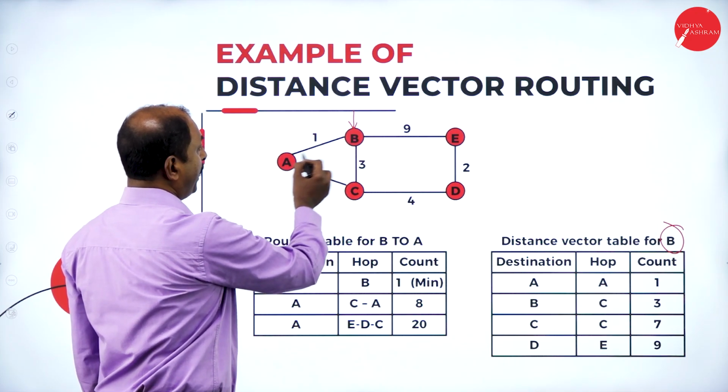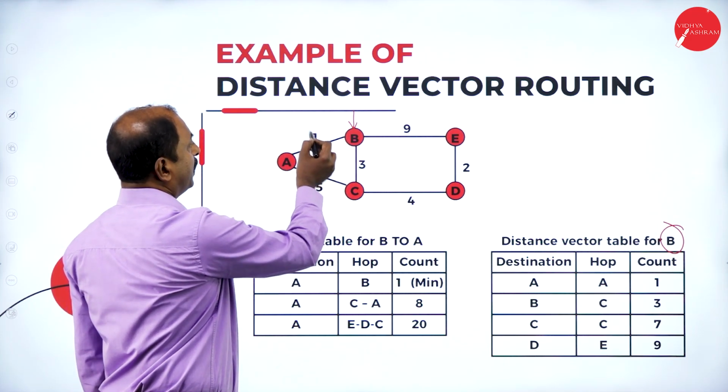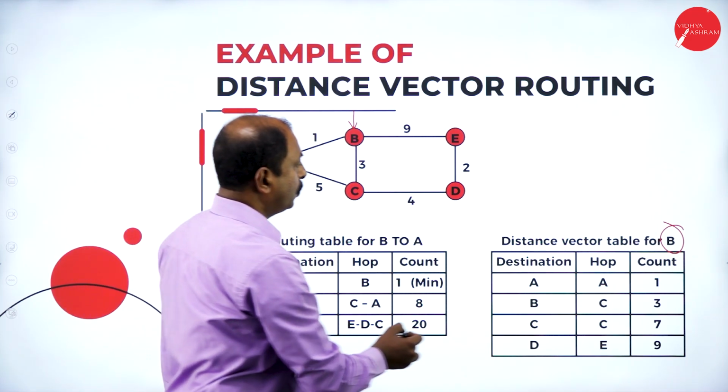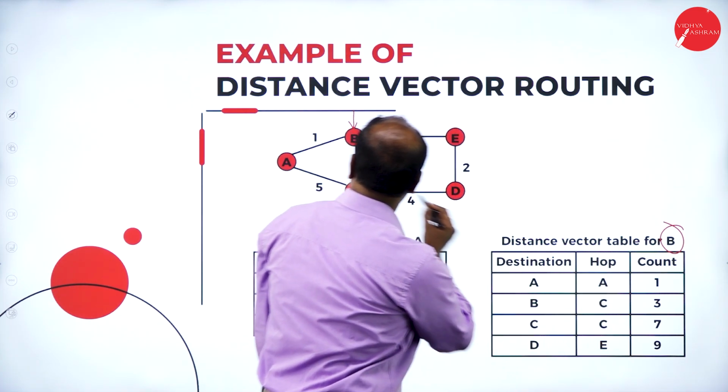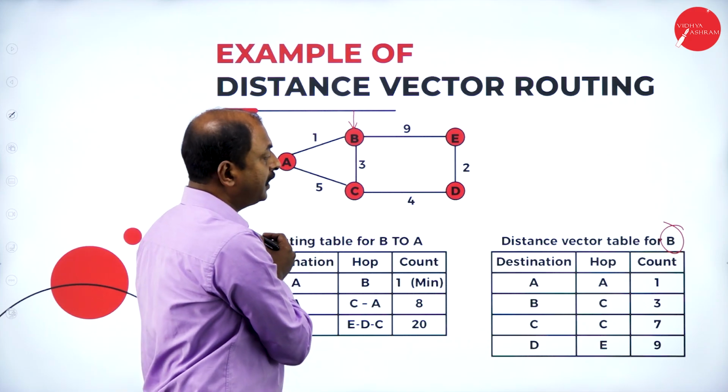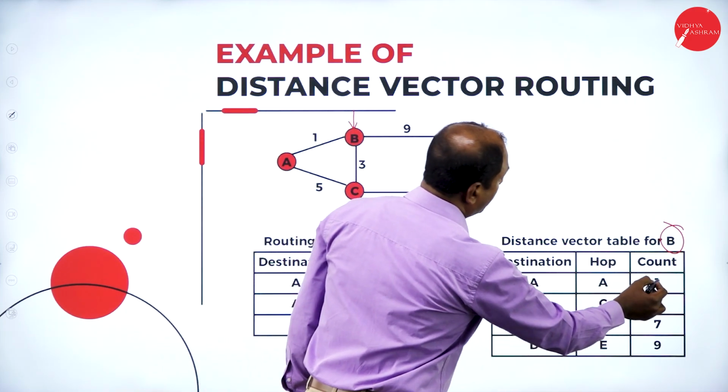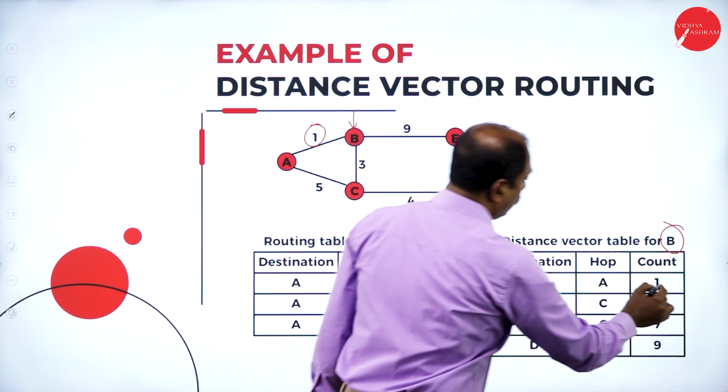From B to A, there is only one direct connectivity, so the hop count is 1. So here, from B to A, destination is A, next hop is A, they have only one device connected to it, and the hop count is 1. So this is 1 here.